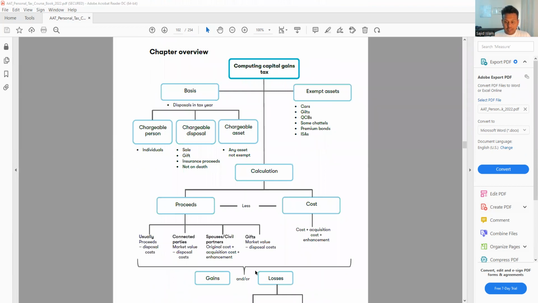There are a lot of things here you can see. The first thing we can see here is how to calculate the capital gains tax. Let me tell you a little bit about capital gains tax, what it is and why we have to calculate all of this. Capital gains tax is all about the disposal of fixed assets.